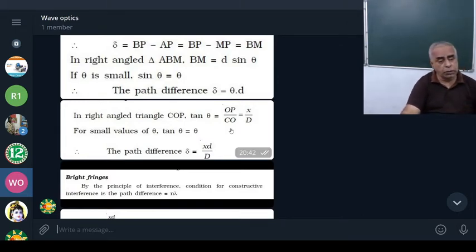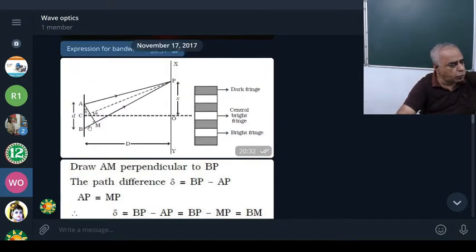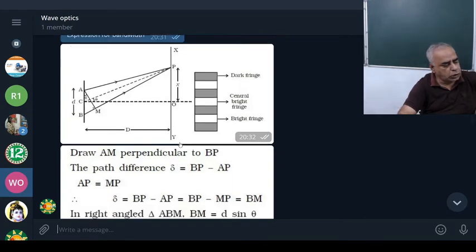How do we represent the path difference here? That is delta. So in the right angled triangle COP, where is the COP? Let us consider this right angle COP. Which is the hypotenuse? CP is the hypotenuse, and theta is here. The opposite side is OP, the adjacent side is OC, is it not?